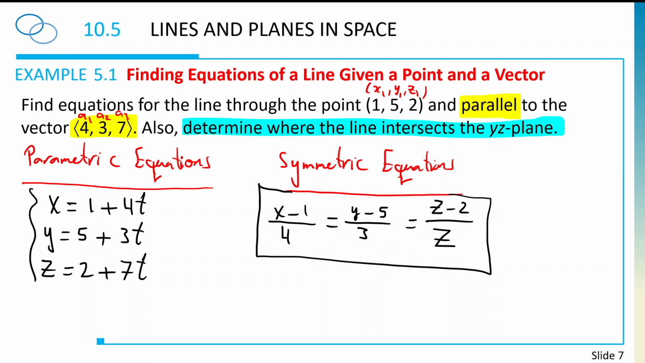Now the second part of the question, they want us to determine where this line, remember in the end this is an equation of a line, intersects the YZ plane. So notice that if I need to find the intersection with the YZ plane, that means I need to let x be equal to 0. That's all. Okay, let's continue this question on the next slide.